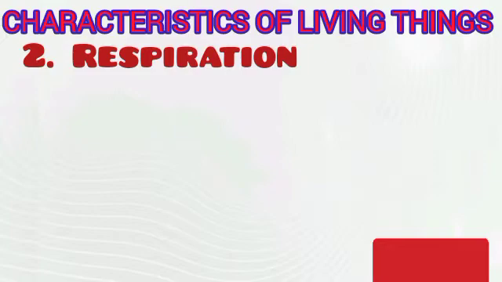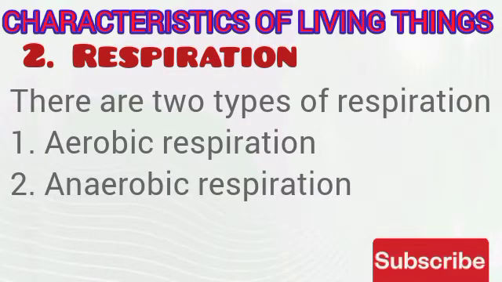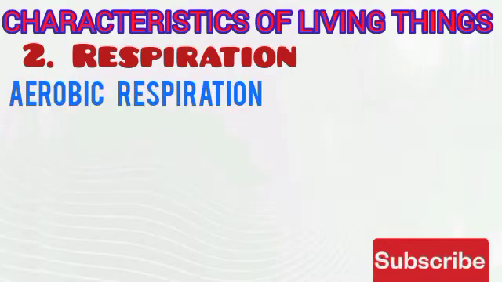The second characteristic of living things is respiration, which is a biochemical process that breaks down carbohydrates within the cells of living organisms to produce energy in the form of ATP, and metabolic waste product is being released. There are actually two types of respiration, the aerobic respiration and the anaerobic respiration.